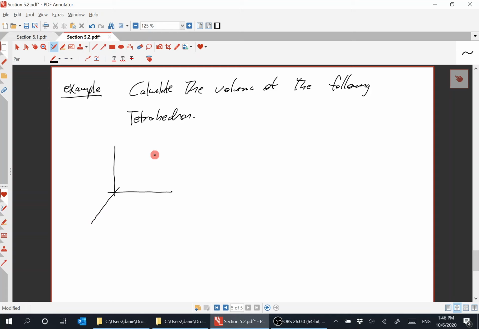So here we'll say that this is 3, 2, 1, and I'm going to have this plane here as one side of the tetrahedron. All right, and the other sides of the tetrahedron are the triangle in the xy plane, the triangle in the yz plane, and the triangle in the xz plane. Okay?